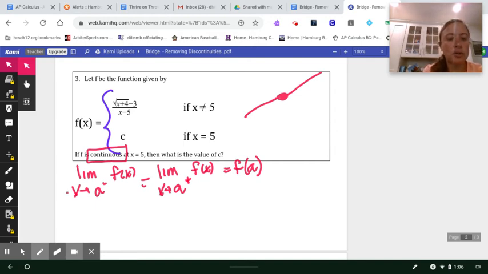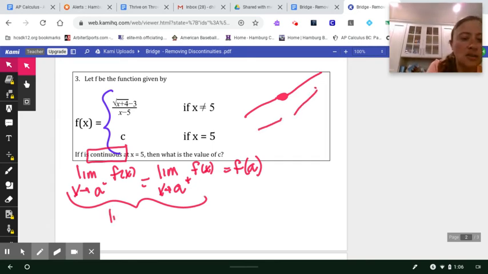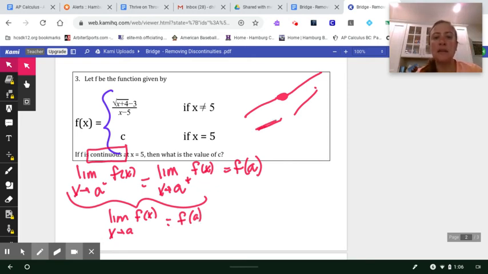Now, some people will shorten this up because if the limit from the left and the right are already meeting, then we say the limit exists. So we can just say the limit as x approaches a of f of x, sums that whole side up, has to equal f of a. So we're basically saying this limit has to exist and it has to equal this point.